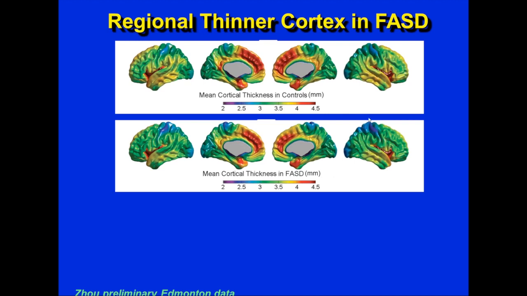However, if you look carefully, you can see that some areas here, like our dark blue in the FASD subjects, appear to be thinner than in the control subjects. Same with here. You see a lot of yellow at the top here where it's red up here.